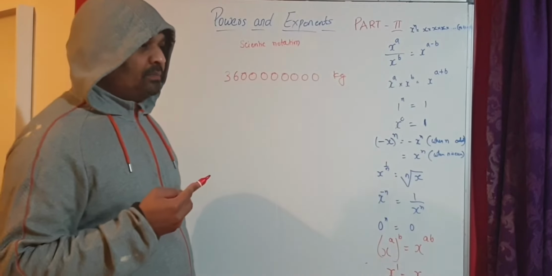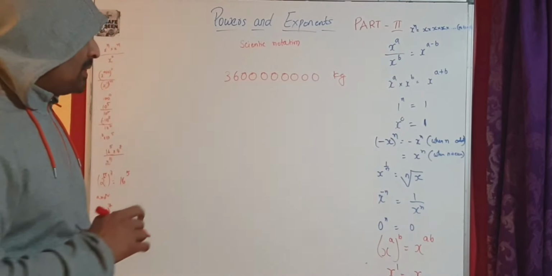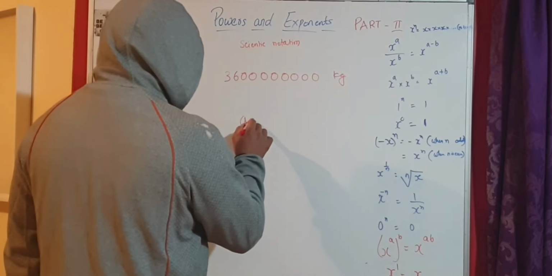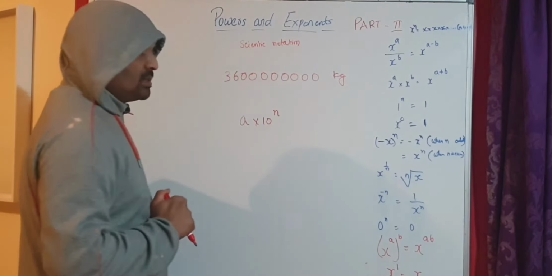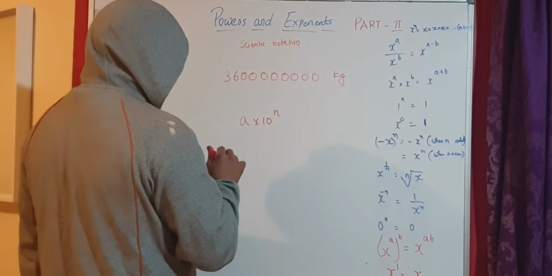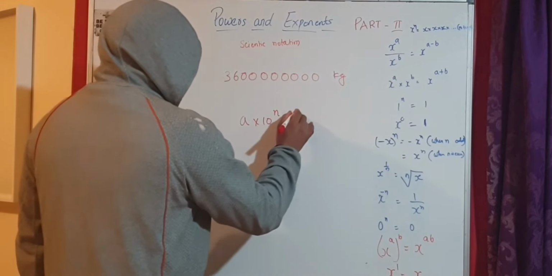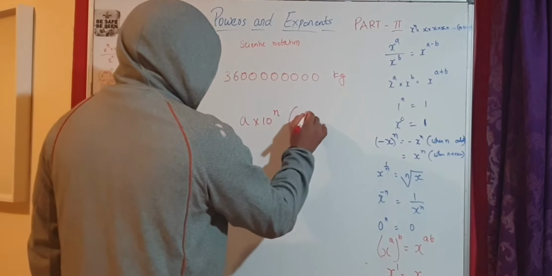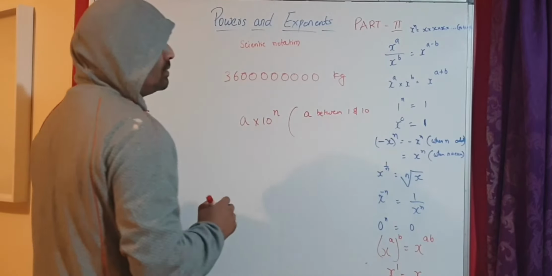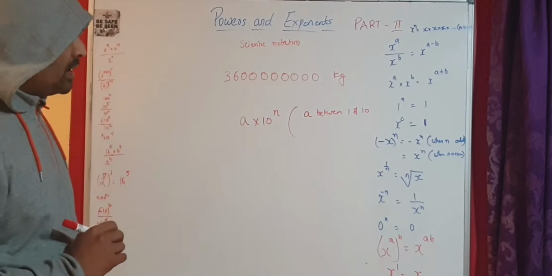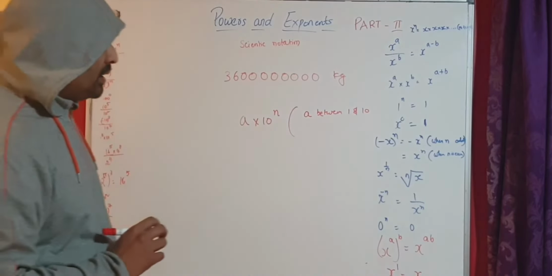Scientific notation is, if a number is written as a into 10 to the power of n, then that notation is called a scientific notation. a can be any number between 1 and 10.